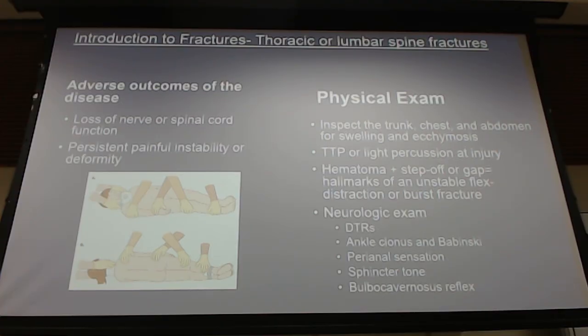Okay. You guys went over deep tendon reflexes, right? Okay, and we'll talk about a few in the next class. Did you talk about the clonus and the Babinski reflex? Should have done those in clinical skills, right? Perianal sensation. If you've got a lumbar spine fracture, you may get cauda equina syndrome. Does it ring a bell?